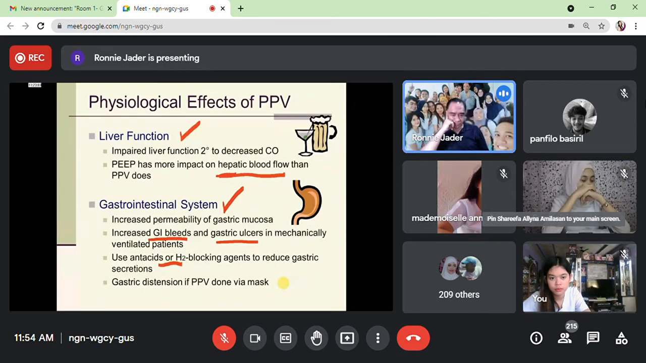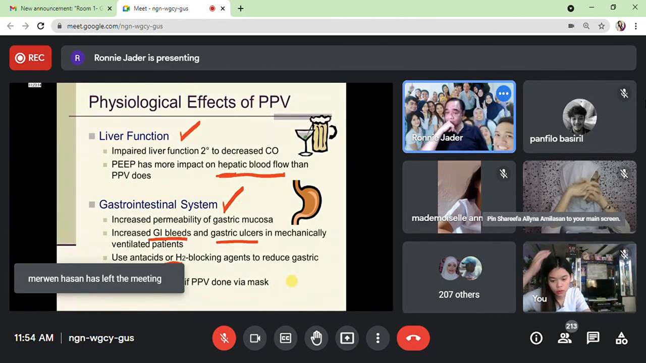So how can we prevent these? Well, we're trying to intubate patients only when we need to. We're trying not to give them ventilation longer than they need it. And sometimes being non-invasive can also be helpful.